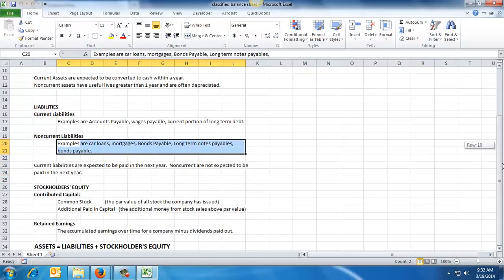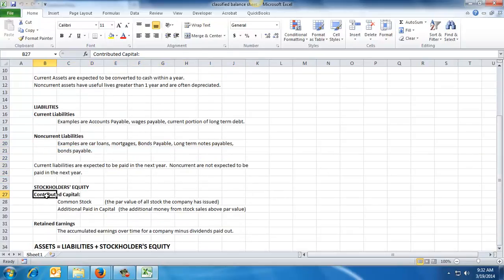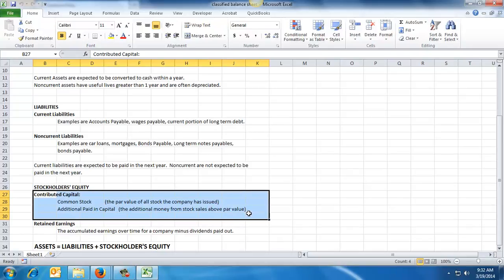Finally, our owner's equity for a corporation consists of two pieces. First, we have our contributed capital. This is going to be the stock that we sold. We studied this in detail in Accounting 3.